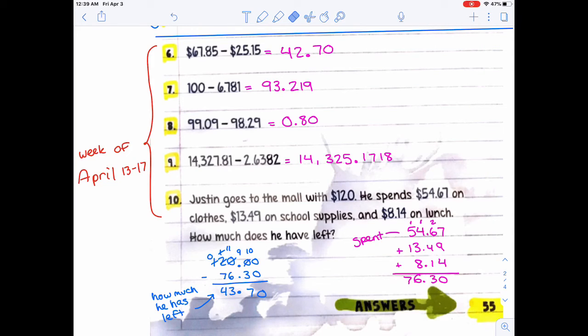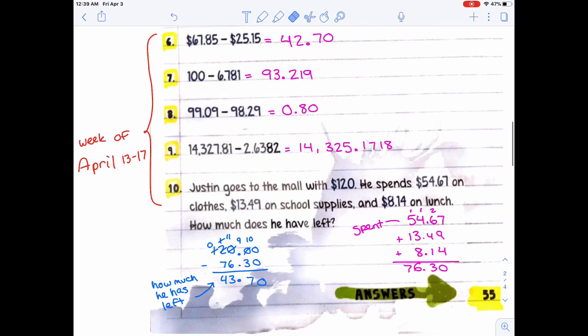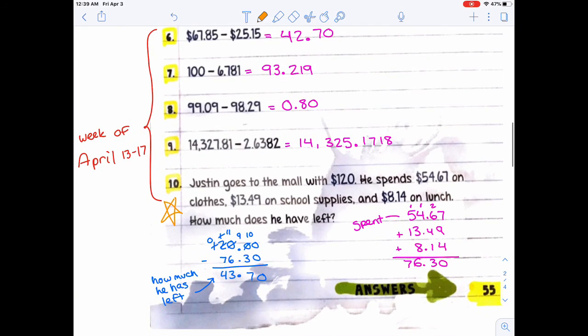But here are the answers for 6 through 10. Now, the only one I really think you may have had some trouble on was number 10, and there's actually a bunch of different ways to go about solving for this. So what I chose to do was add up every single amount that he spent, so I could get my total amount spent. So this 76.30 down here, that's how much he spent altogether. And then what I did was I took how much he started with, so that 120, and I subtracted that 76.30 from it.